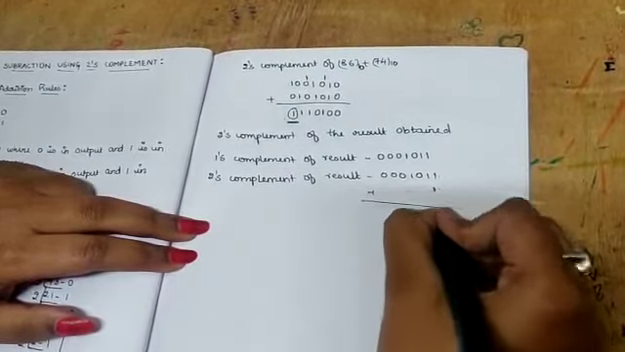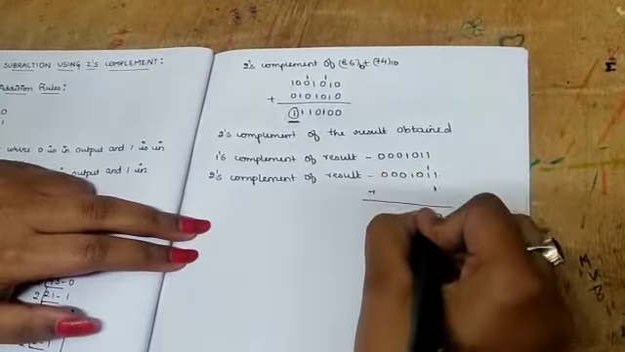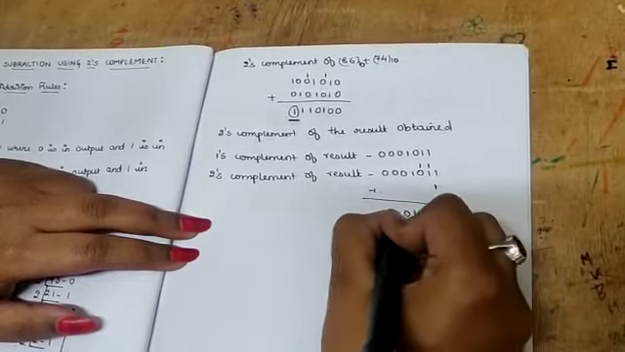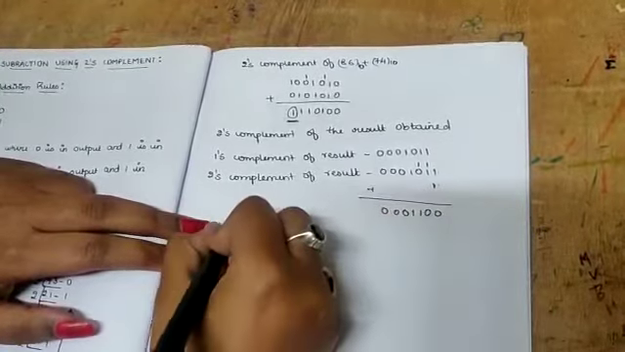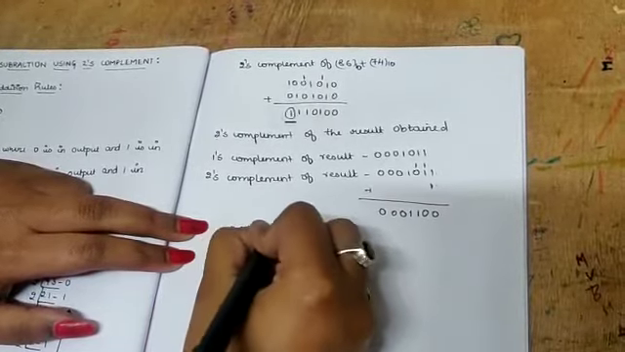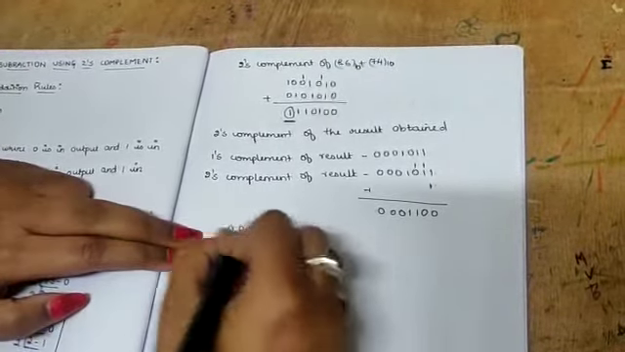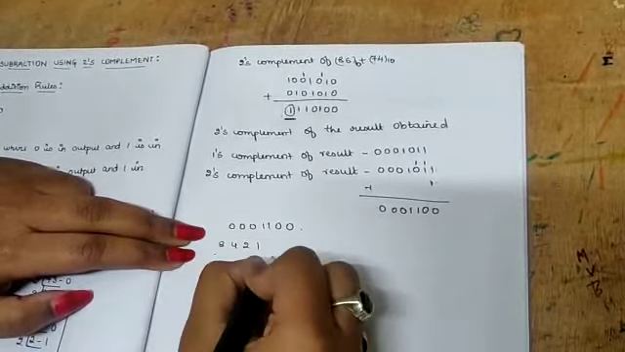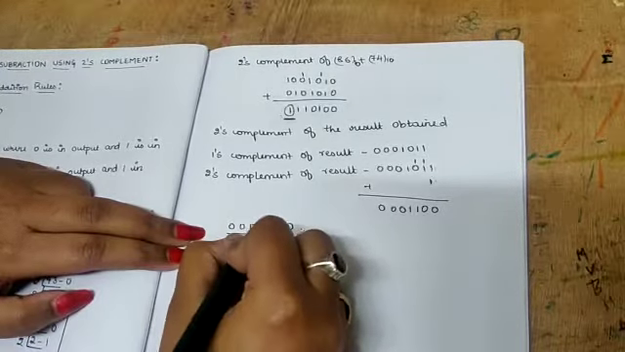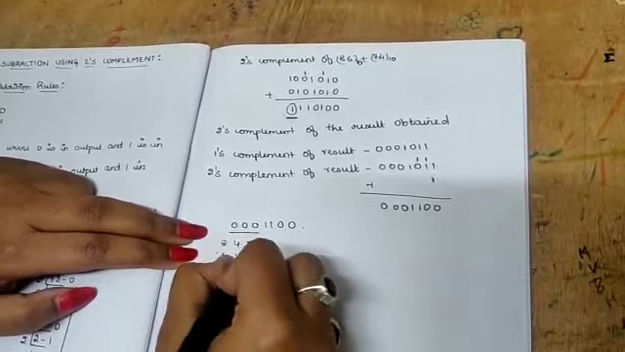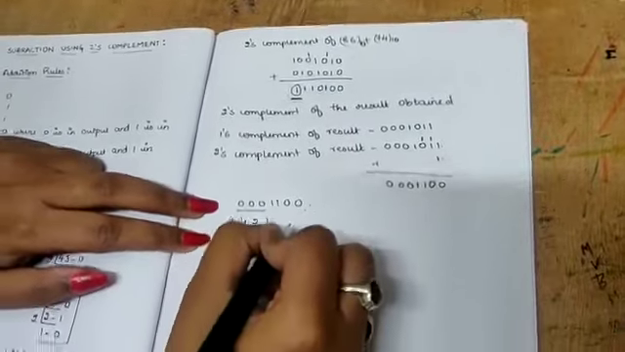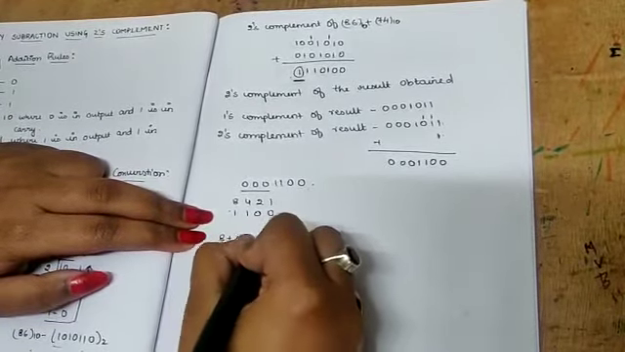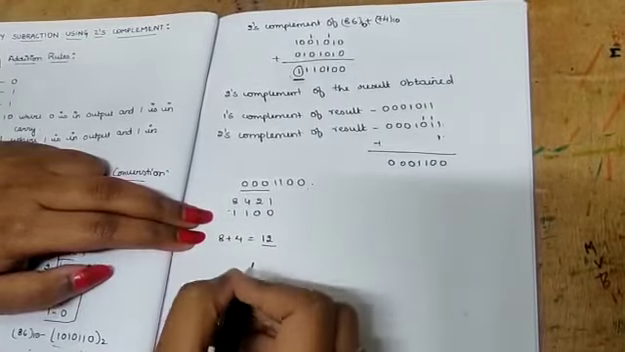So 1 plus 1 is 0 in output, 1 in carry. Again 1 plus 1 is 0 in output, 1 in carry. 1 plus 0 is 1, 1 0 0 0. So now what we got is 0001100. To convert it into decimal and check, we have to just take 8421. As these first three places are zeros, we neglect them and we write the remaining 4 digits, which is 1100. So according to 8421, 8 plus 4, where ones are there, we'll add them. So it is 12. So the result which we obtained is correct.